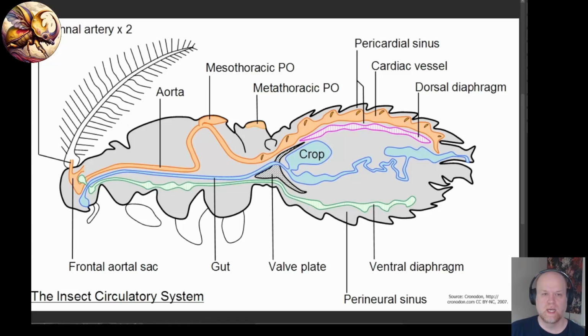All right, everyone, it's time for the next section of insect anatomy introduction. This will be an introduction to the circulatory system and the blood, or the hemolymph.